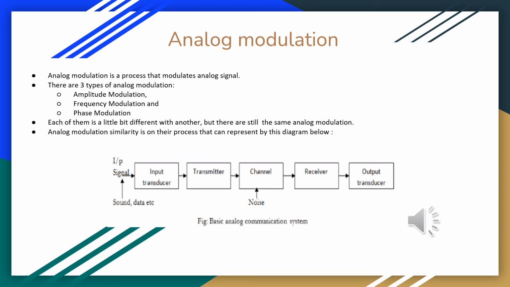On this page, you can see how analog modulation works, represented by the block diagram. Analog modulation is a process that modulates an analog signal. There are three types of analog modulation, which are amplitude, frequency, and phase modulation. Each of them is a little bit different from the others, but they are still the same analog modulation.